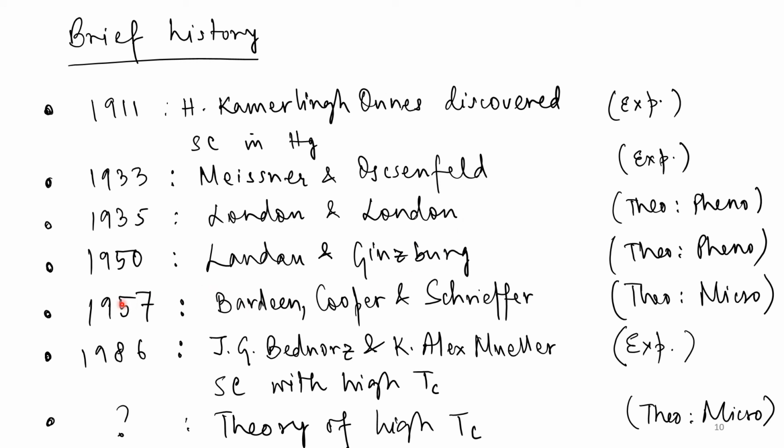And finally, 1957 is something that you must have all heard, the famous BCS theory, which takes its name after its creators, Bardeen, Cooper, and Schrieffer. This was the first truly microscopic theory, meaning a theory written down starting from a microscopic Hamiltonian, from where all properties of superconductors could be derived. And this could explain all that London and Landau-Ginzburg did.